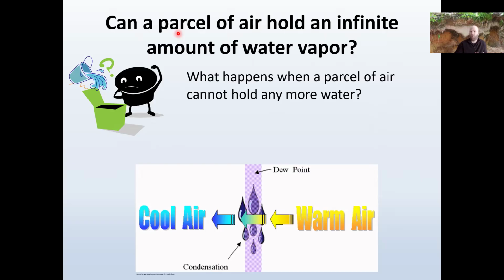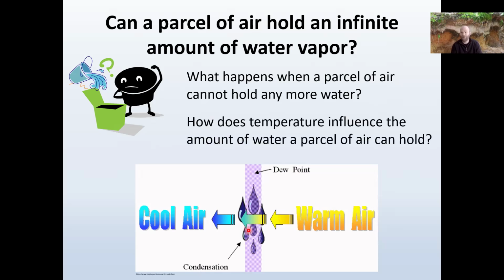Can an air parcel hold an infinite amount of water? Can you just keep adding water into there? And what happens when the air parcel cannot hold any more water? I just kind of shared it on the previous slide. It reaches saturation and it condenses. You reach dew point, it condenses, which literally looks like clouds, rain, or, if it's cold, snow. So when an air parcel cannot hold any more moisture, you've reached dew point, it condenses, literally clouds form, and it starts precipitating.